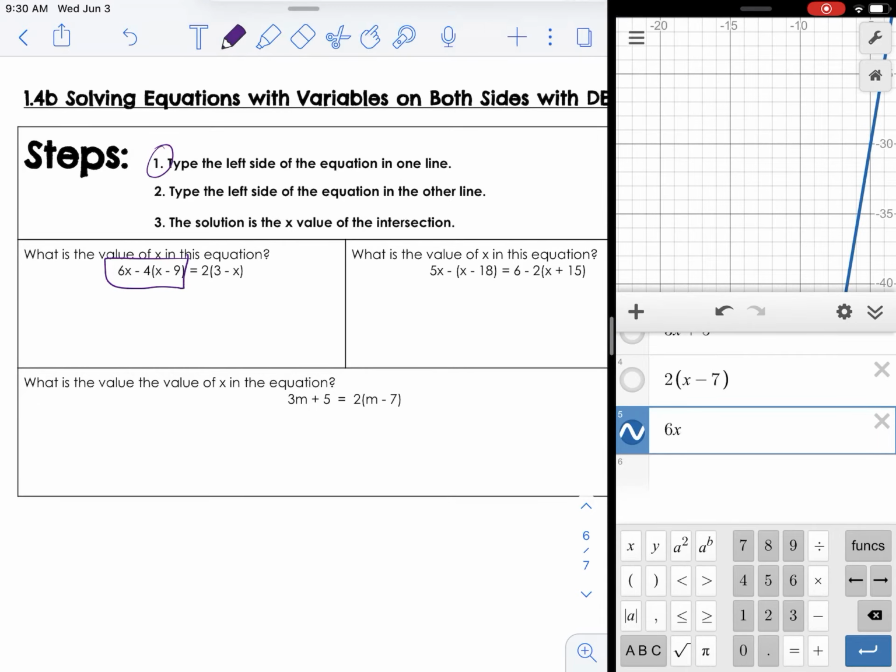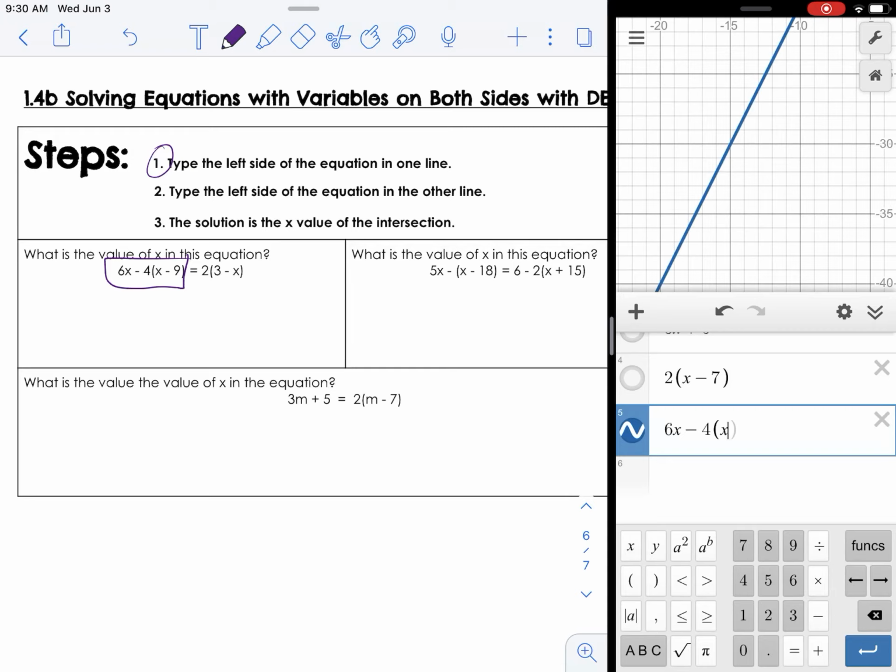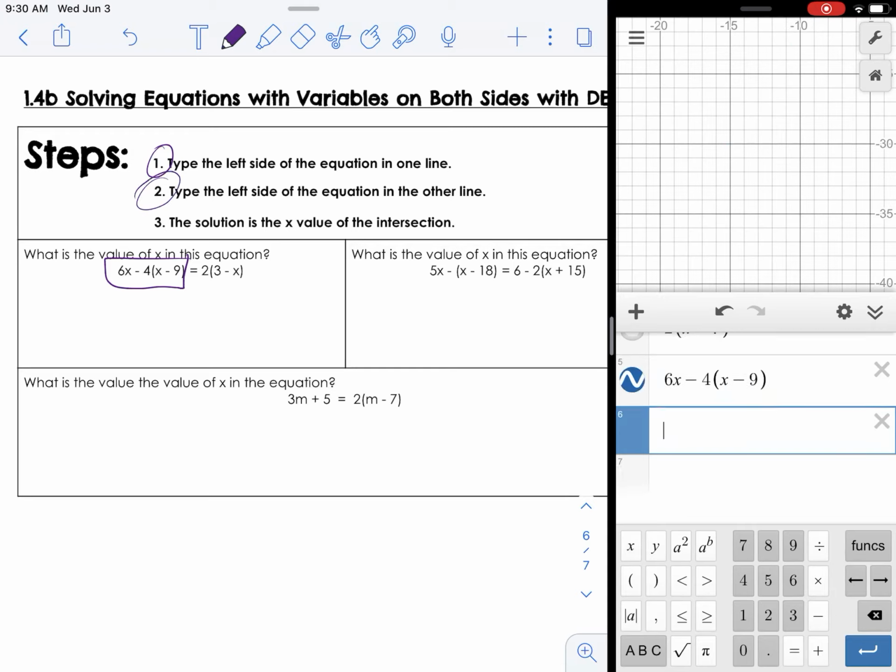So I've got 6x minus 4, parentheses, you want to make sure it's exactly like you see it, x minus 9. So that's the left side. And then I'm going to type the right side of the equation into a new line. So notice I clicked, I made a new line, and I'm going to put 2 parentheses 3 minus x.